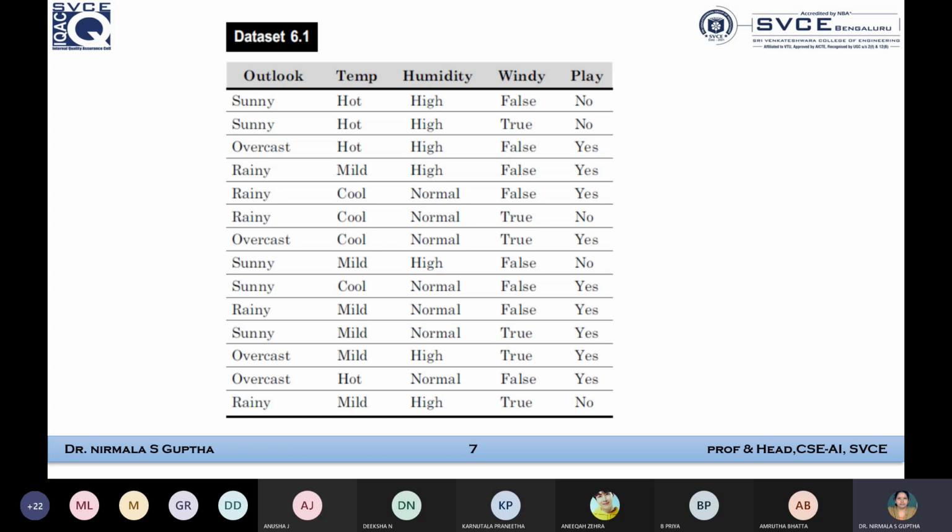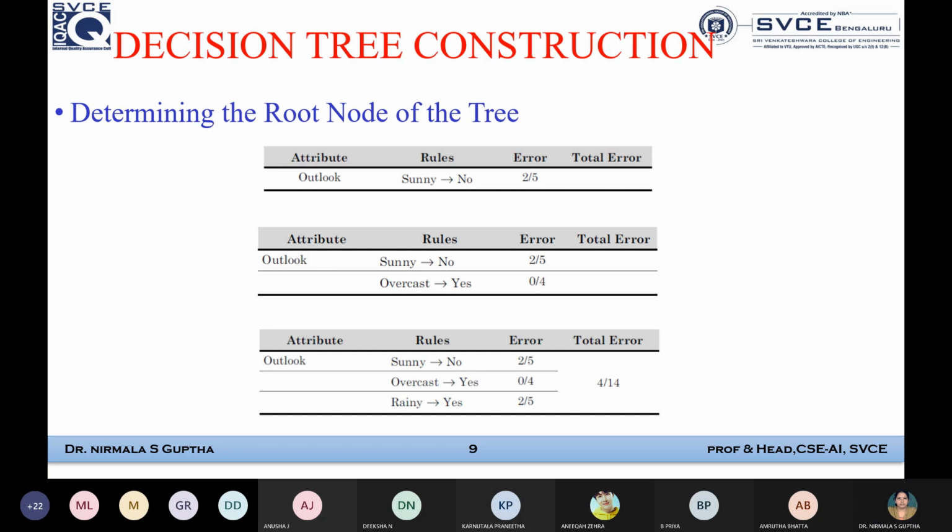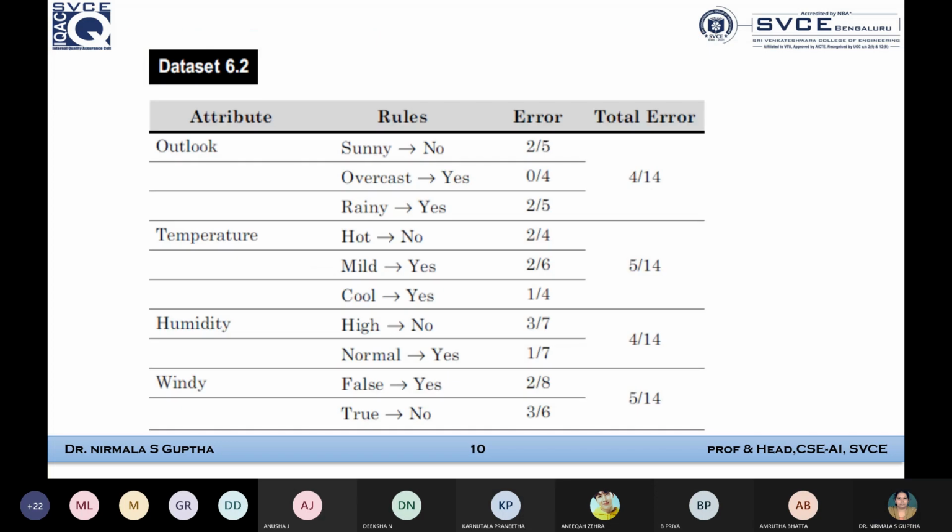Now have one more column as the total error. Are you having the same table in your notebook? Total error, how will we generate it? Yesterday only I taught you. How will we generate the total error?